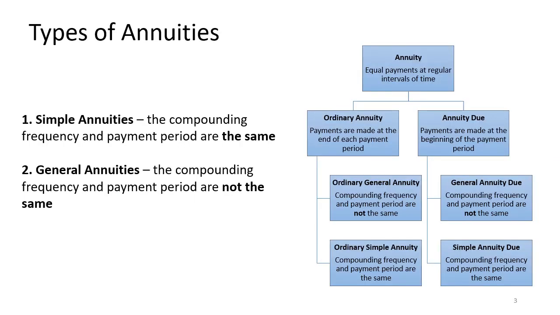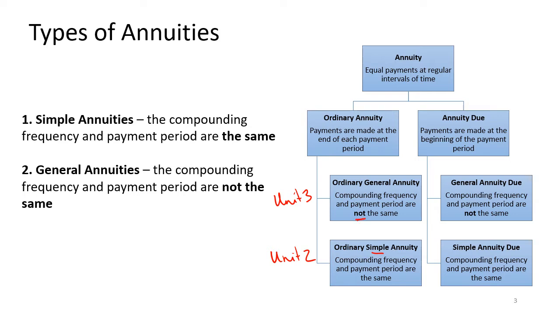So remember, Unit 2 talked about ordinary simple annuities. In this instance, the compounding frequency and the payment period are the same. Remember, the compounding frequency is how often you're earning interest. So if interest was earned quarterly, you made your payments quarterly. That was an ordinary simple annuity. An ordinary general annuity, which is Unit 3, is where the compounding frequency and payment period are not the same. This is very common in applications such as a mortgage, where you might have bi-weekly payments or monthly payments, but your interest is only compounded twice a year or semi-annually.